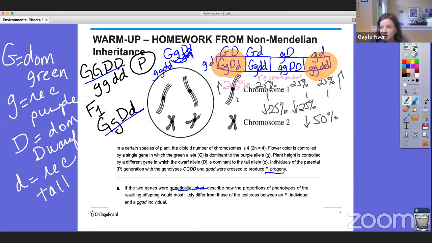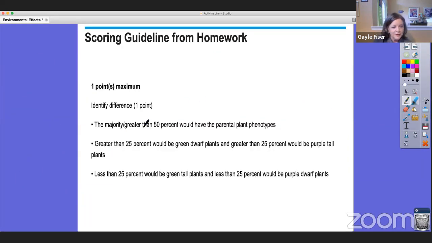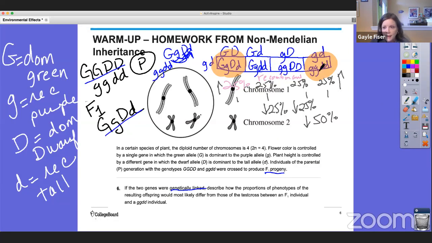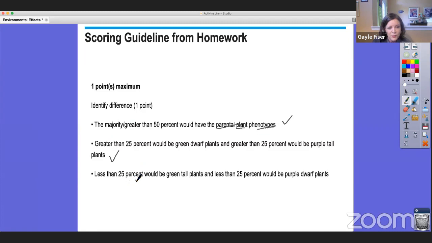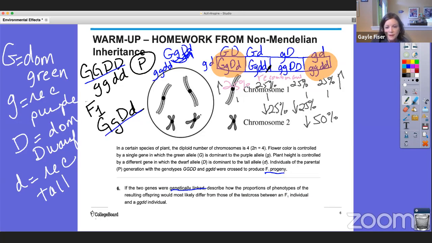Okay, so let's look at the scoring guideline. The majority, greater than 50%, would have the parental plant phenotypes. Okay, we got that. Greater than 25% would be green dwarf, and greater than 25% would be purple tall. Is that right? Okay, green dwarf and purple tall. Yes. Okay, we got that. And then less than 25% would be green tall, and less than 25% would be purple dwarf. Okay, and there's our green tall, and there's our purple dwarf.